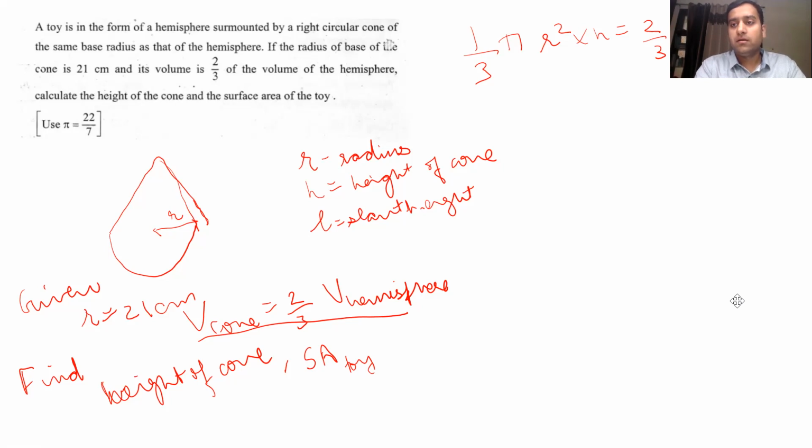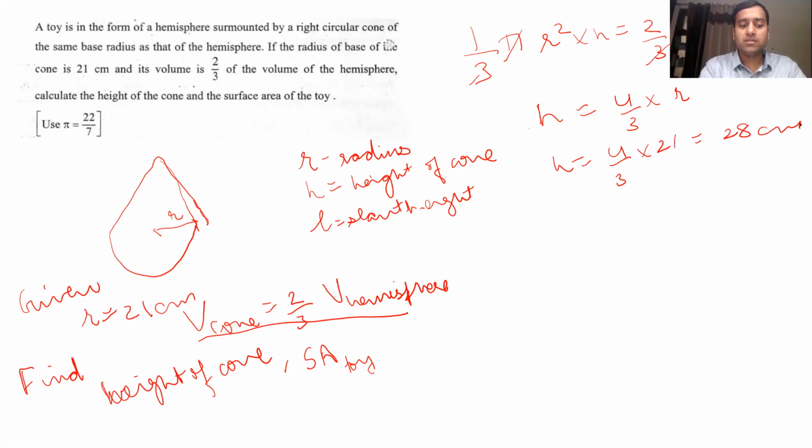Now, going ahead, we can cancel out some terms which are common on both the sides. Pi is common, and r square can be cancelled out from r square and r cube. We can say 3 is also common. So h here is equal to 4/3 times r. Okay, nice. So r is 21, so h equals 4/3 times 21, which is equal to 28 centimeters. The first part of the question is what is the height of the cone? So height of the cone is 28 centimeters.